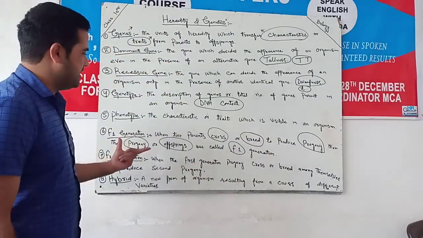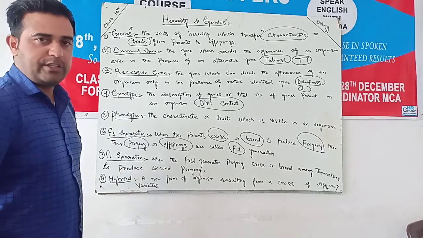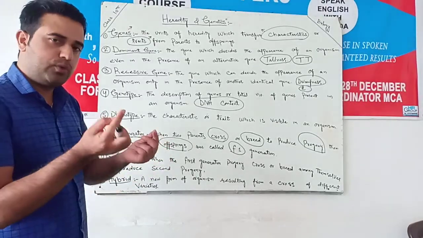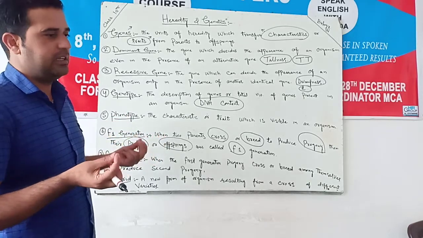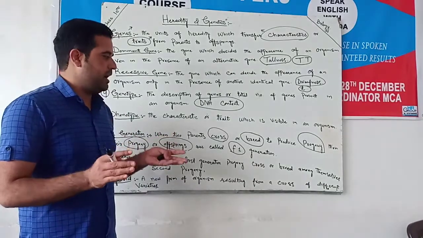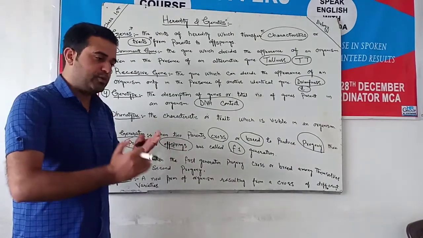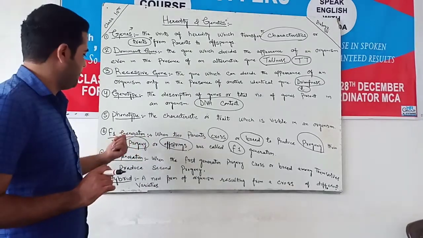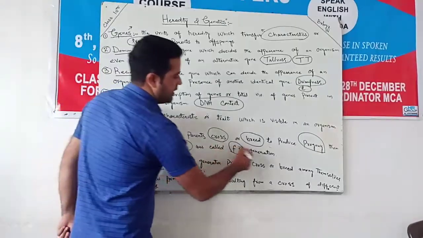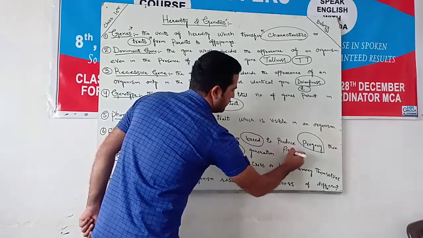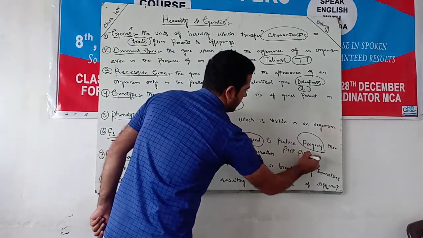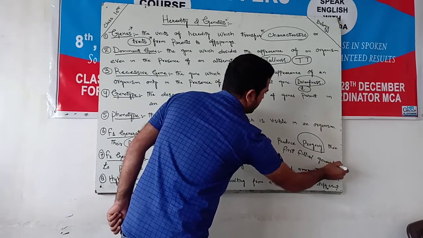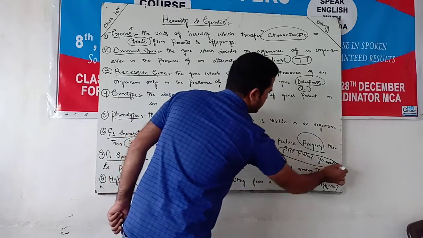So the F1 generation is the generation which is produced by crossbreeding or breeding of two individuals, that is the male and the female. When they marry and breed, they produce offsprings, their babies, and they are called the first or F1 generation. F1 means first filial generation.